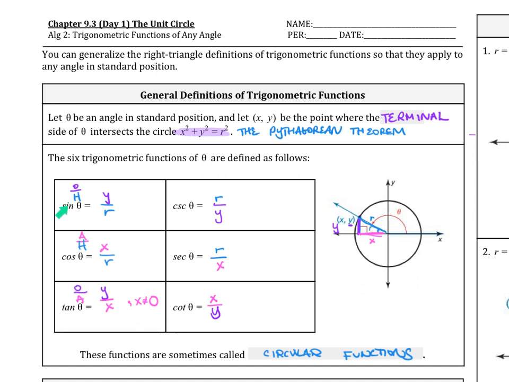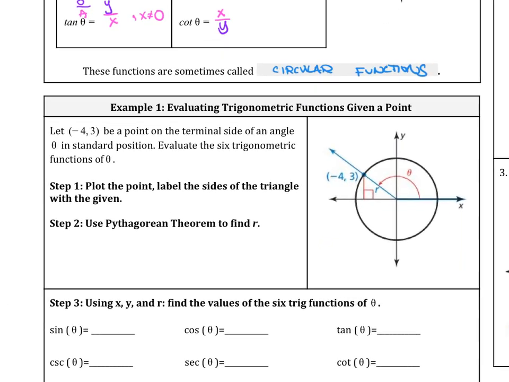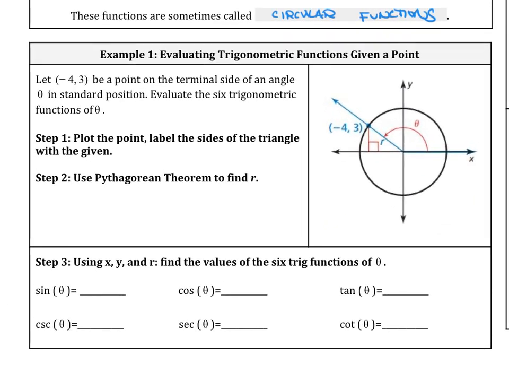So the big thing to take away is that sine of theta, which we know from previously as opposite over hypotenuse, you should now think about as y over r, because we're looking at a right triangle inside of this circle. So y, which is the opposite, over the hypotenuse r. Cosine is still adjacent over hypotenuse, so adjacent is now our x value over r. Tangent is opposite, our y value, over the adjacent x, and then the reciprocals on this side. So given this information, let's evaluate trigonometric functions given a point.